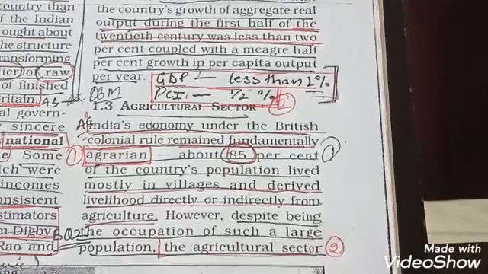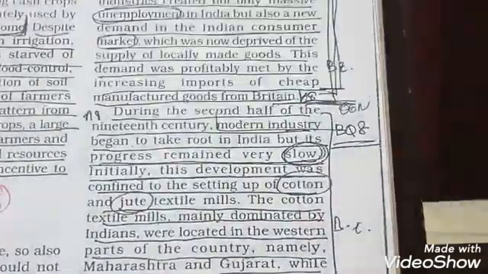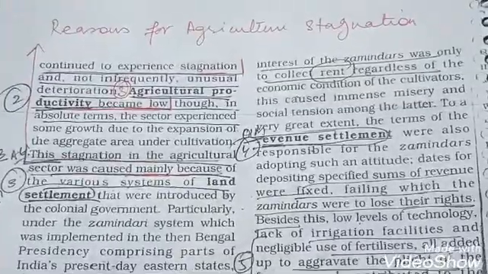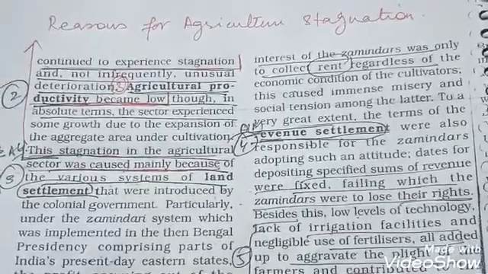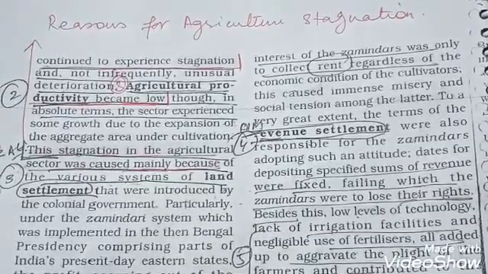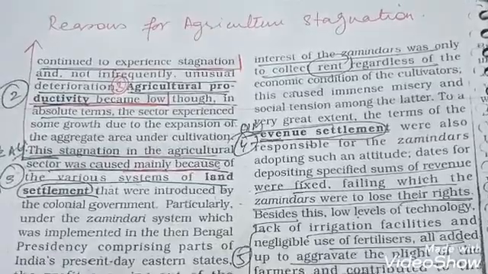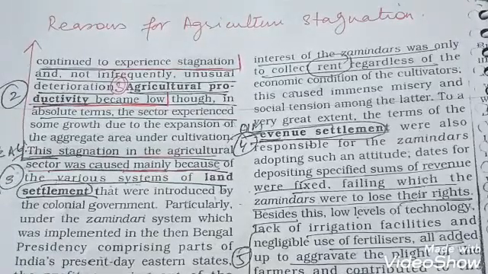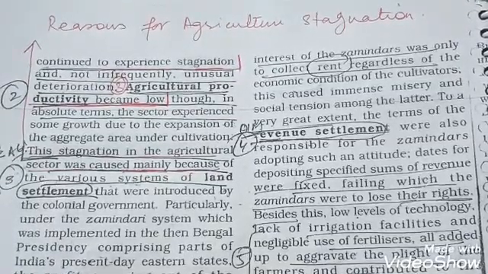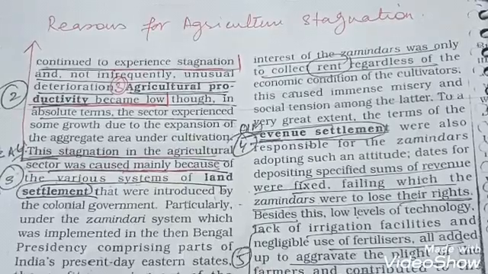Now the problem was, even after such a big population being dependent on agriculture, the agriculture scenario was very stagnant, right? Agriculture progress was very rare, very basic. It was more or less stagnant. Now the productivity of agriculture also was very low.